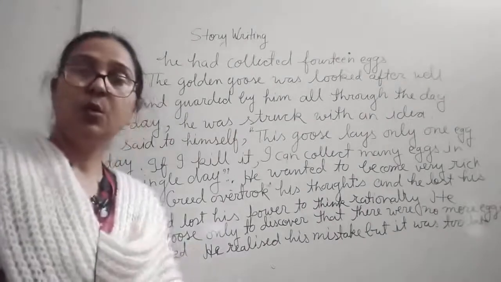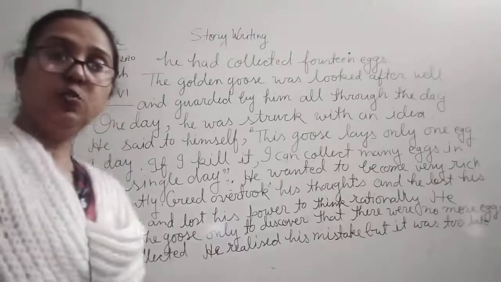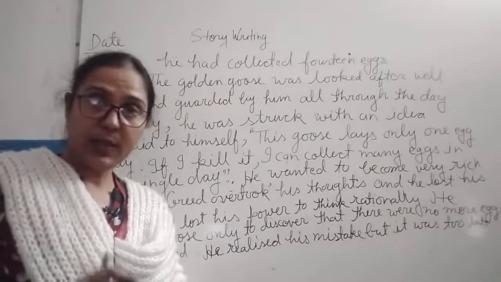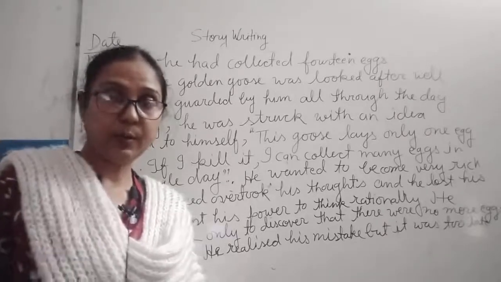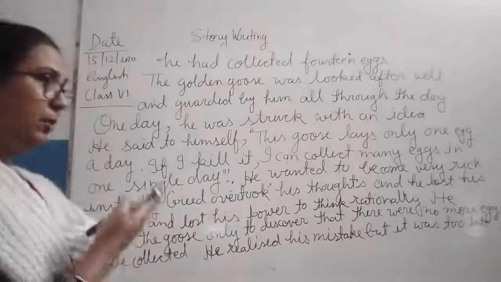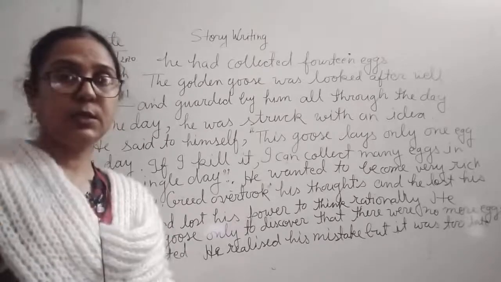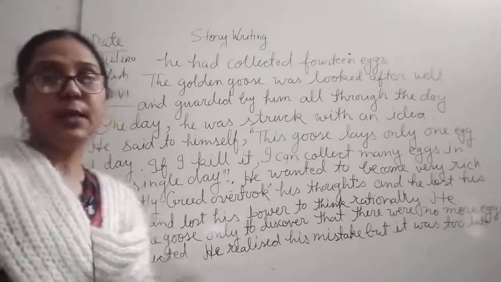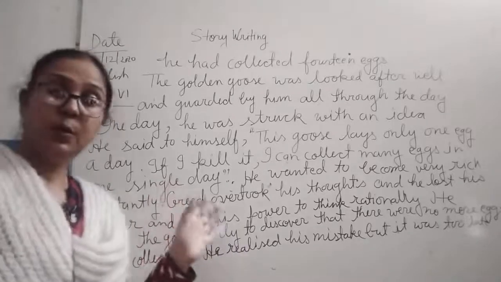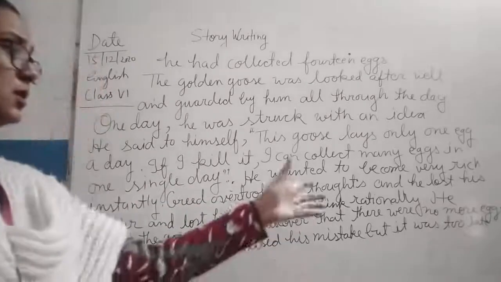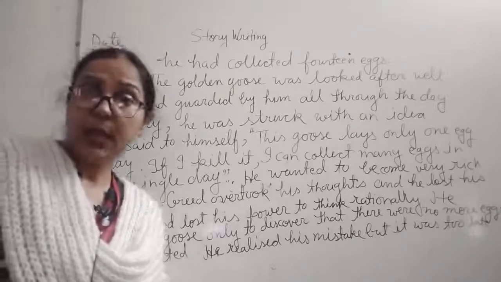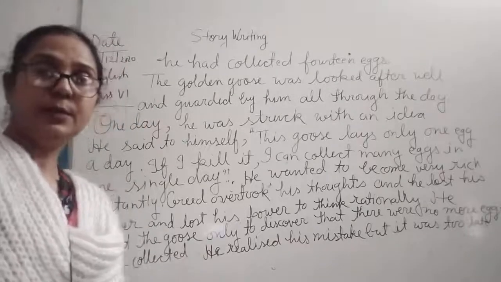So children, don't come to the conclusion, and always think. Whatever you are doing, always think before doing anything wrong. So children, always remember, whatever we are doing, just think about the consequences. He became greedy, that is why he lost his temper, he lost his power of thinking rationally, that is why he made this mistake. He killed his beloved goose because of his greediness. Okay children, this story is completed. Now we are moving to the next story that you should write.